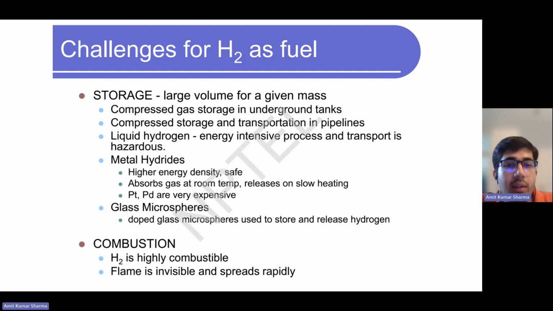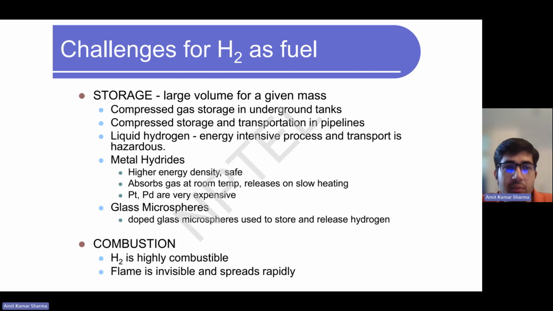Compressed gas storage in underground tanks, compressed storage and transportation in pipeline. Liquid hydrogen is an energy intensive process and transport is hazardous. Metal hydrides have higher density but are safe, absorbing gas at room temperature and releasing it on slow heating. Platinum and palladium are very expensive. Doped glass microspheres are used to store and release hydrogen.